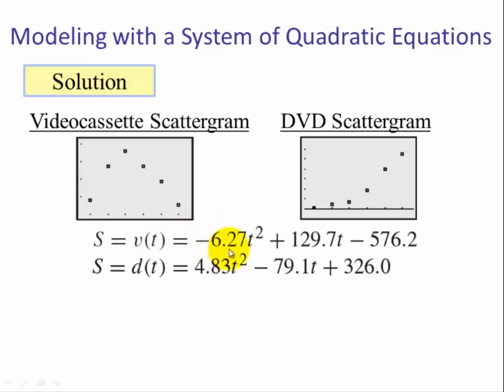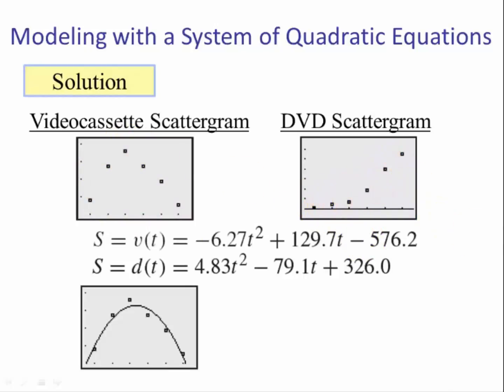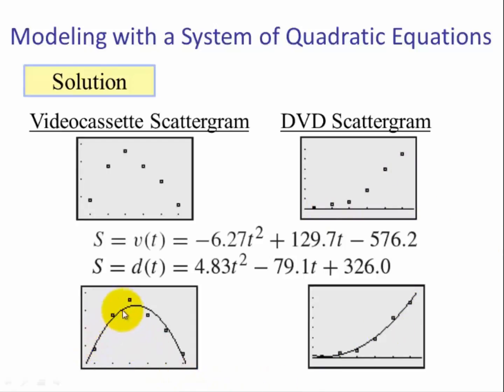So we see a in this case for the video cassettes is negative, so the parabola is going downward. A in this case for the DVDs is positive, so it's going upward. So there is a maximum for the video cassettes and there is a minimum for the DVD. Graphing the model with the data, we see that this is doing a very good job of modeling the data pattern, and so is the one for the DVD.